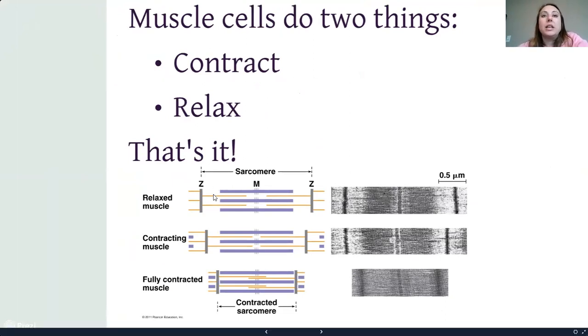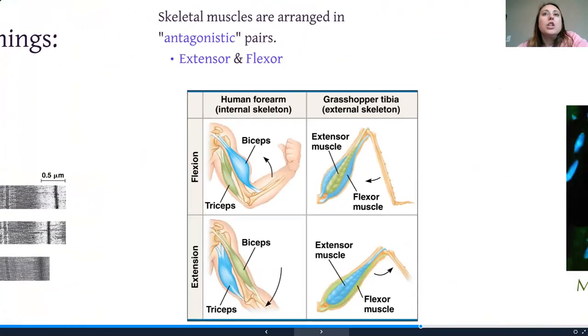But so here we can see that they're relaxed. There is some overlap between the thin filaments of the Z section and your M sections here. But when they contract, there's full overlapping between the Z and the M. Okay, so again, here we see that it's flexed, and here we see that it's relaxed. And so they work antagonistically with one another.